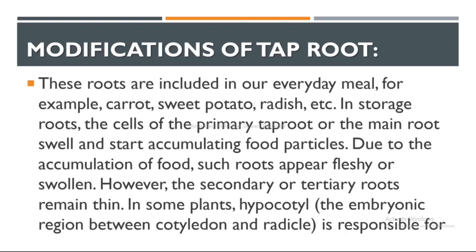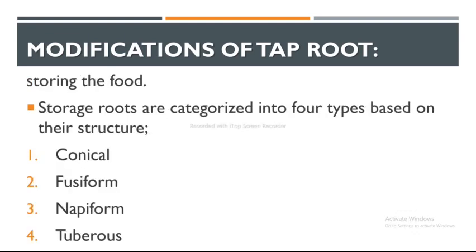In storage roots, the cells of the primary taproot or the main root swell and start accumulating the food particles. Due to the accumulation of food, such roots appear fleshy or swollen. However, the secondary or tertiary roots remain thin. In some plants, the hypocotyl, the embryonic region between the cotyledon and radicle, is responsible for storing the food. So storage roots are categorized into 4 types based on their structure. First is conical, second is fusiform, third is napiform, and fourth is tuberous.